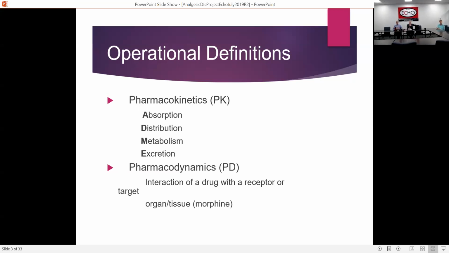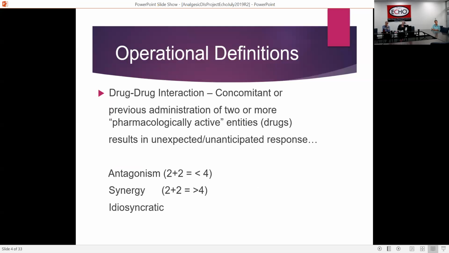If you contrast that with pharmacodynamics, it's really what the drug does to the body, as opposed to what the body does to the drug. It's the interaction that takes place between the drug molecule and some receptor, target tissue, or site. That's the difference between pharmacokinetics and pharmacodynamics. When it comes to drug-drug interactions, you're going to see both pharmacokinetic and pharmacodynamic types of interactions, and in some cases you may see both, even in the same person.